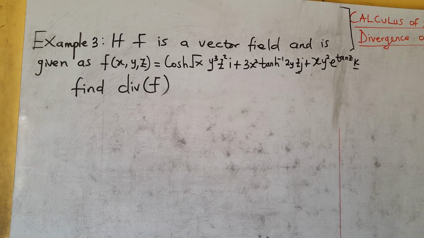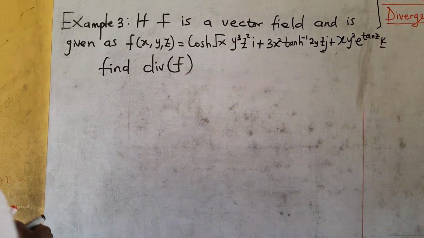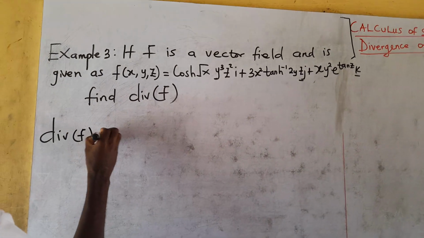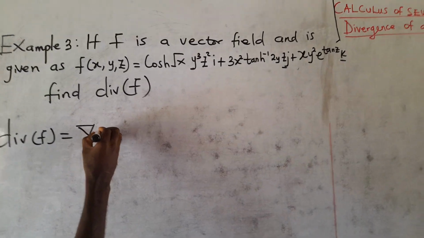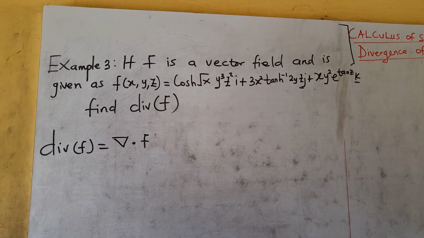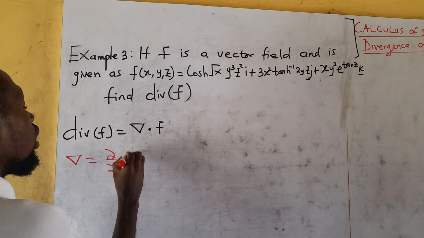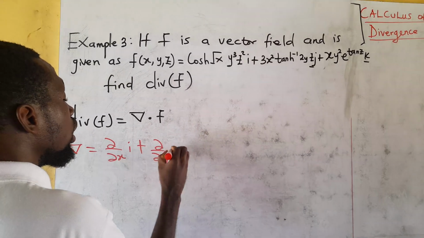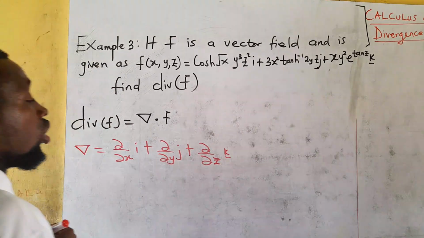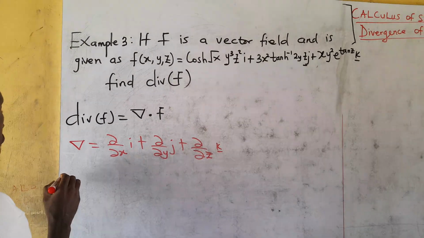We should find div f. So if you see div f, it means the divergence of the vector field f. So we can say that div f is equal to the vector differential operator dot f. So what is the vector differential operator? The vector differential operator will be equal to del over del x i plus del over del y j, then plus del over del z k. So that means the dot product between this and that is just the i components multiplying each other.